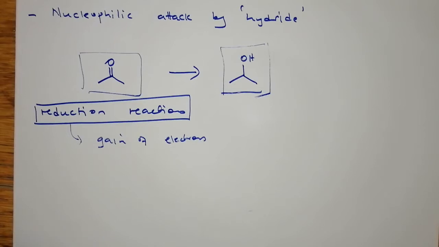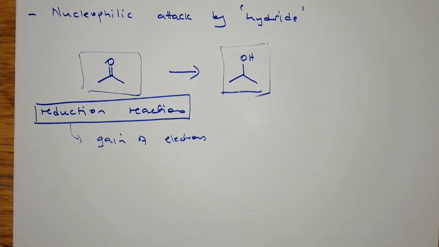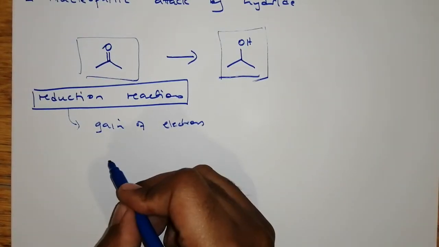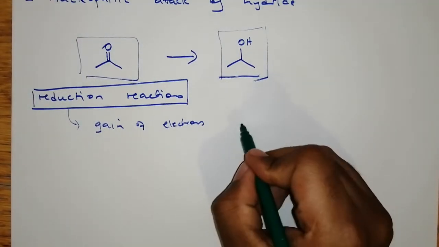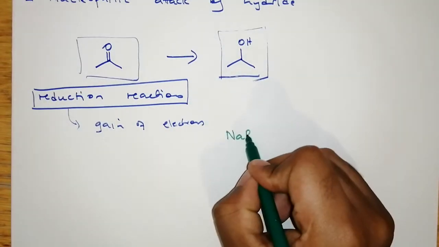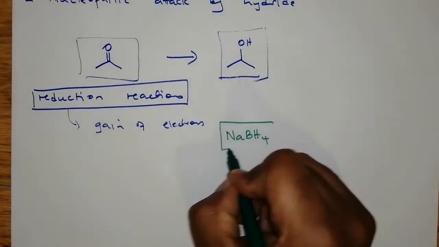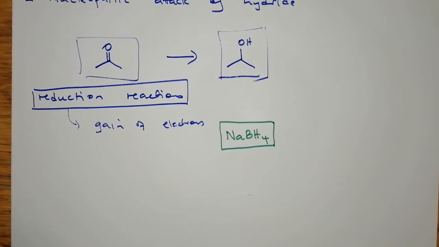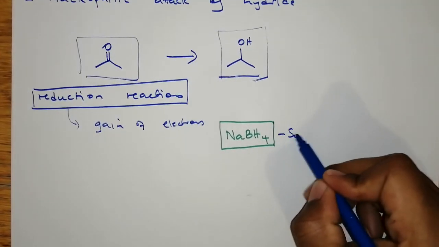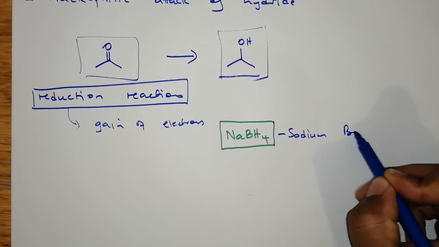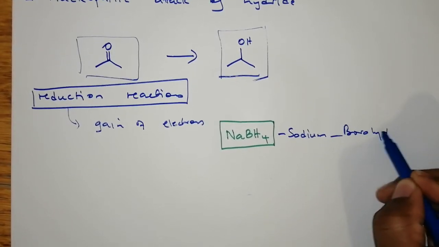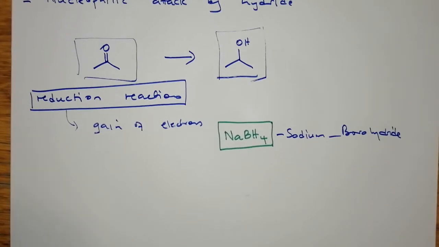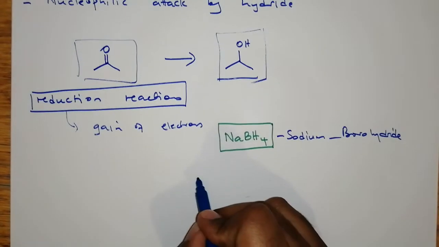So now, guys, to actually accomplish reduction reactions, we need reagents called reducing agents. And this is one of the most useful reducing reagents that are used. This guy right here, you're going to see him almost everywhere you go. So this is a reducing agent. It's called sodium borohydride, right?